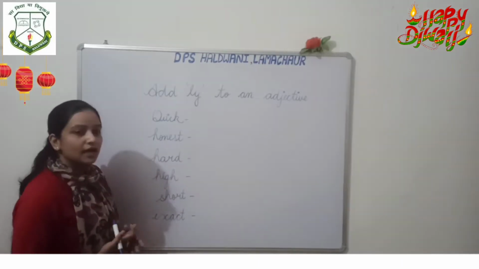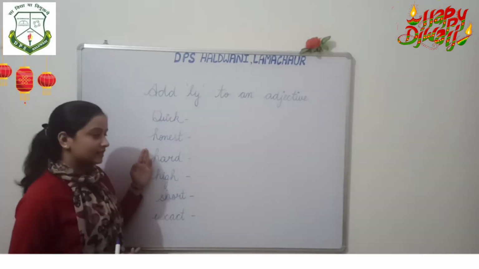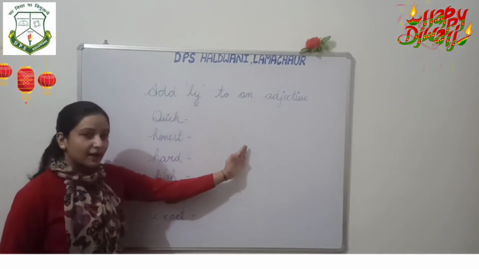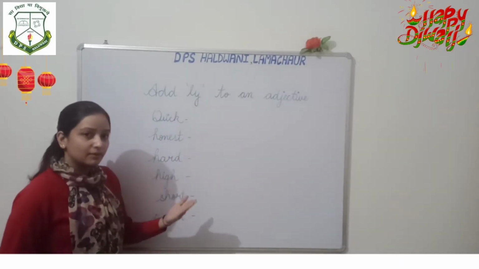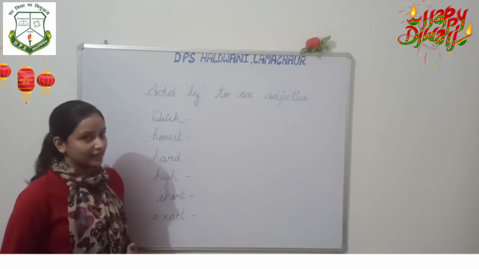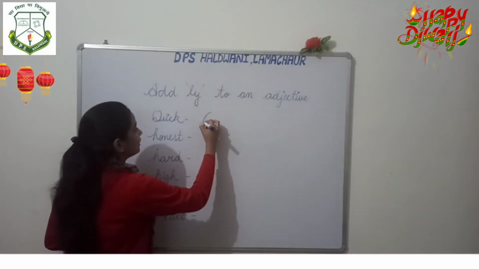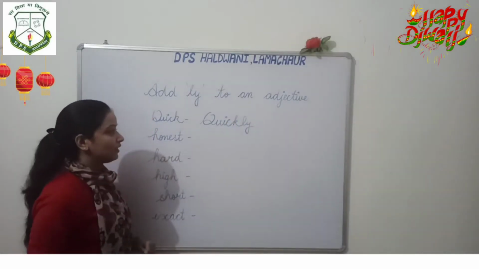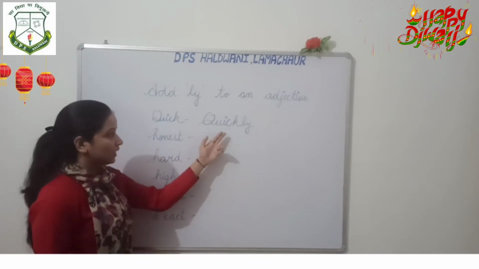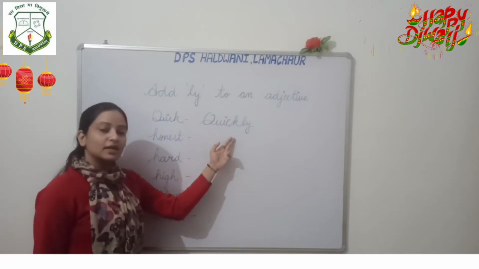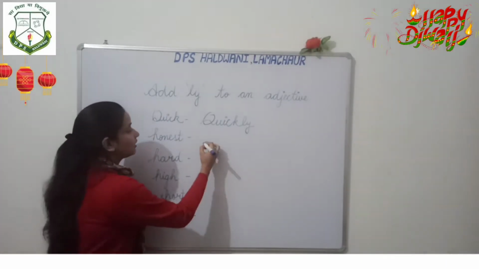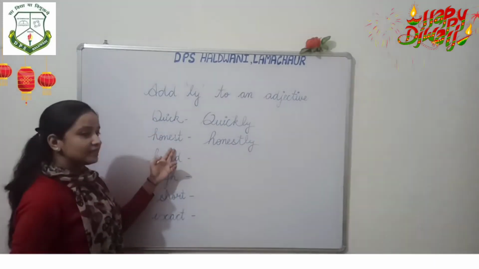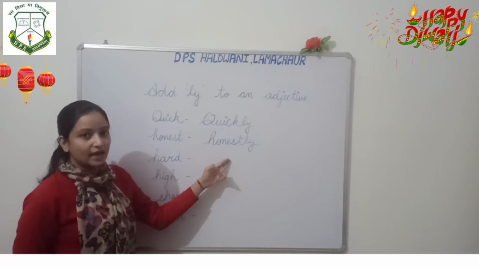Here you can see the adjectives I have written: quick, honest, hard, high, short, exact. These are the adjectives, and by adding ly to the end, we will make the adverbs. The first one is quick. Q-U-I-C-K-L-Y, quickly. Here we have added ly. Quick is an adjective and quickly is an adverb. Honest, honestly, H-O-N-E-S-T-L-Y. Honest is an adjective and honestly is an adverb.